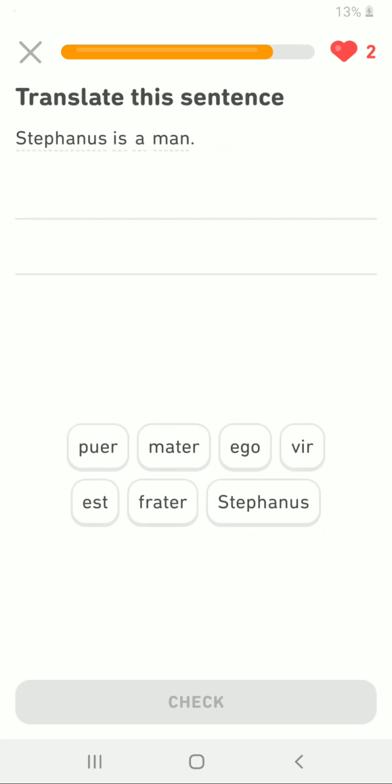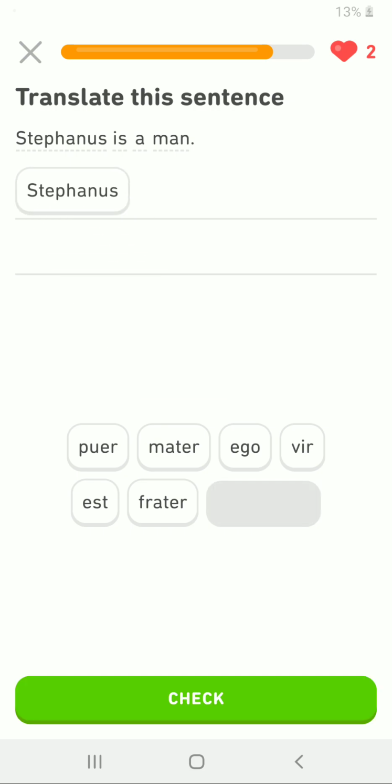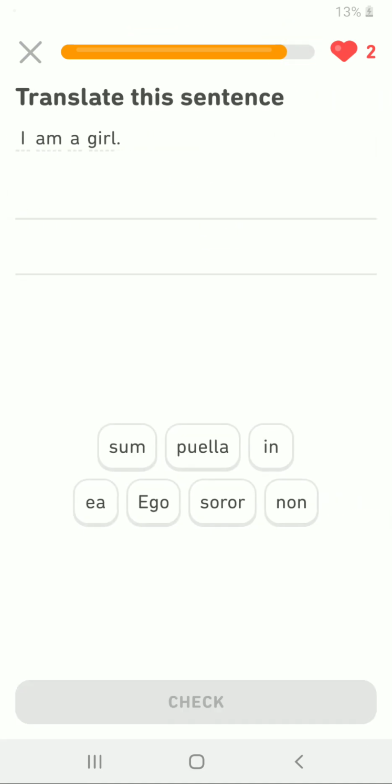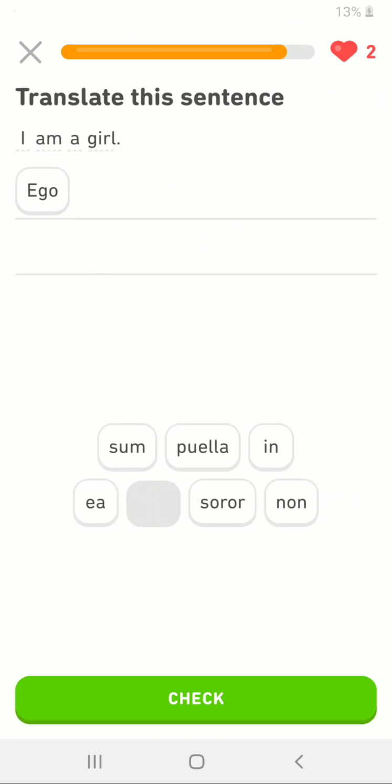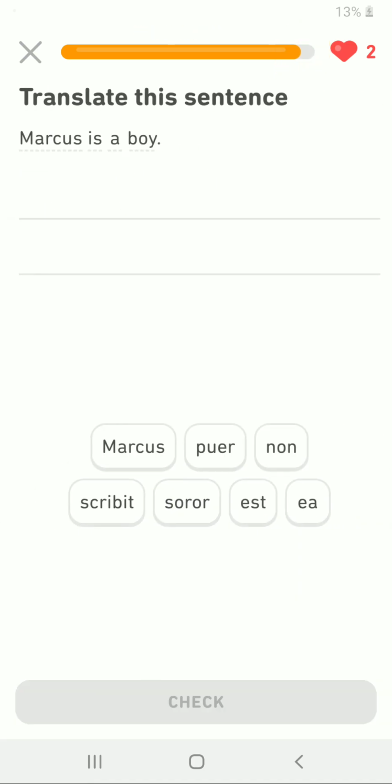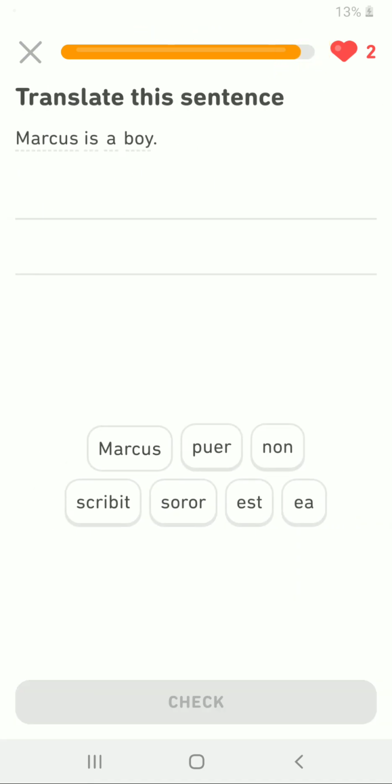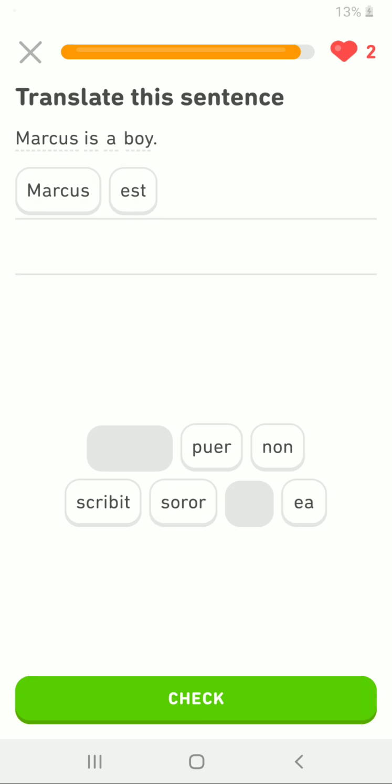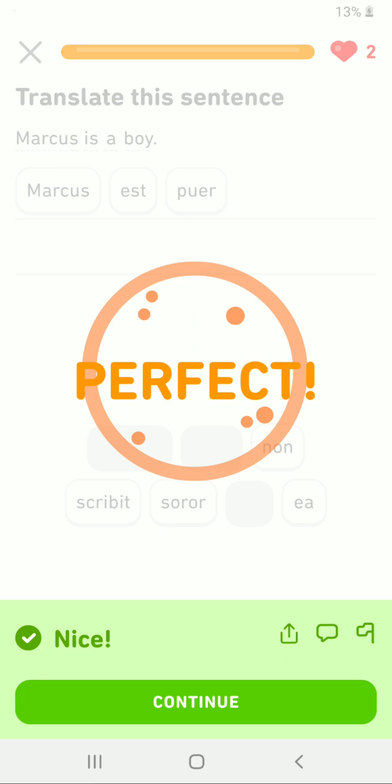Stephanus is a man, so Stephanus est vir. And I am, it's ergo sum puella. And Marcus is a boy, so Marcus est puer. Very easy. So we will try to speed up now.